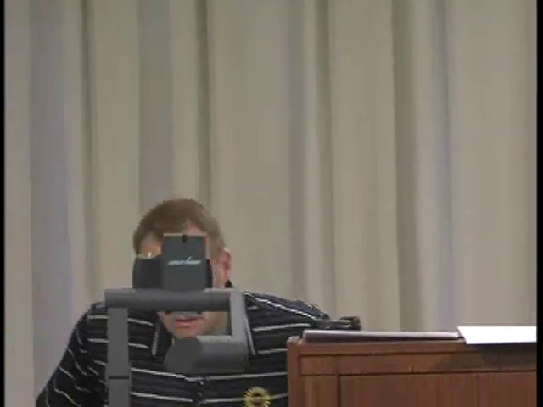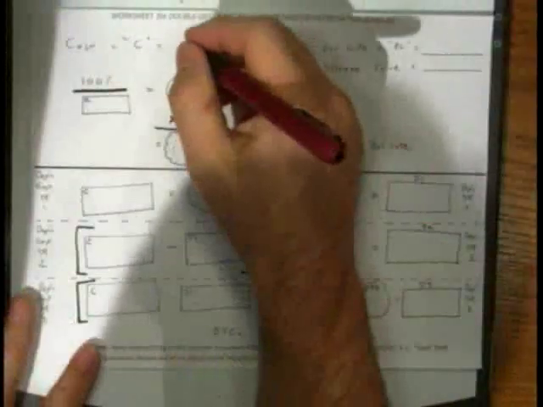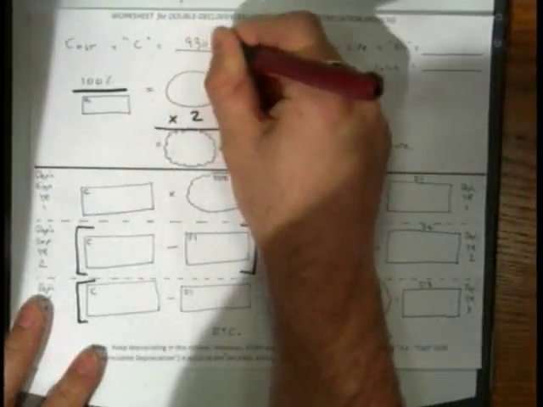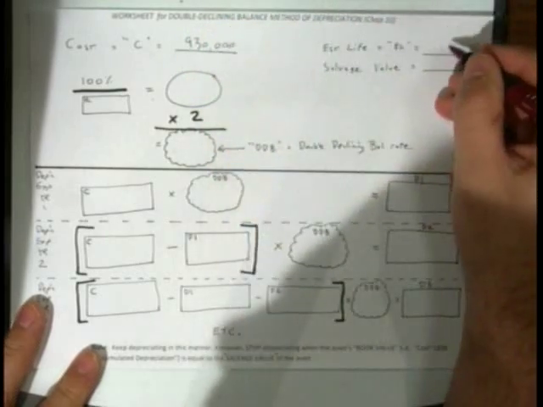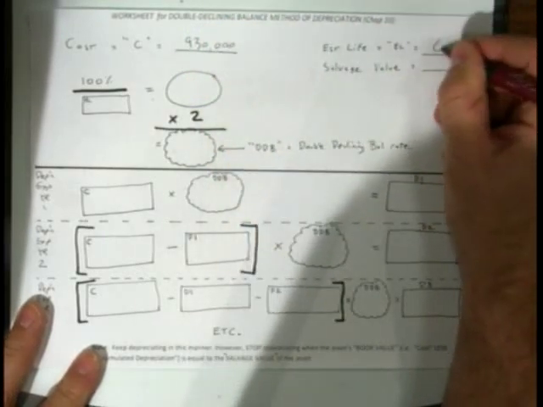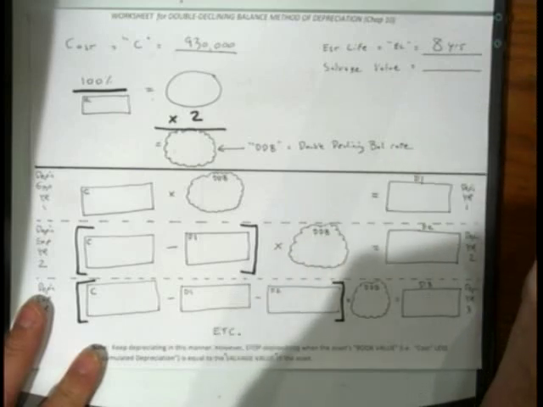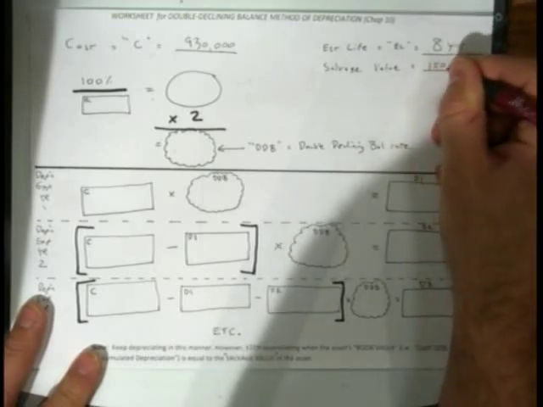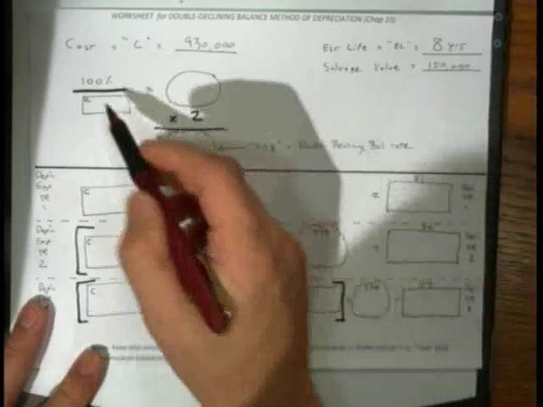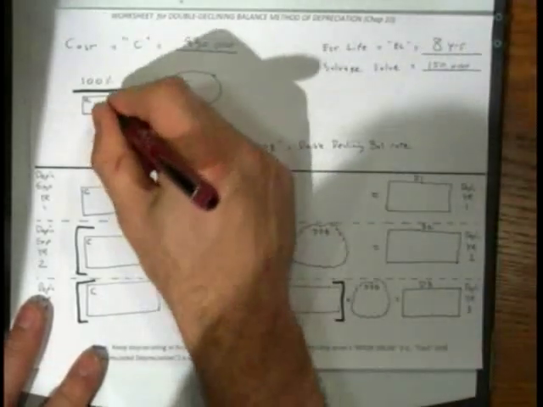Okay? All right, I want to make sure we get through this. I might have to move a little quicker than I would have liked. But what was the cost of this truck? Or what was the cost of this equipment? $930,000. The estimated life was what? 8 years. And the salvage value is what? $150,000. Okay. So the estimated life is 8 years.